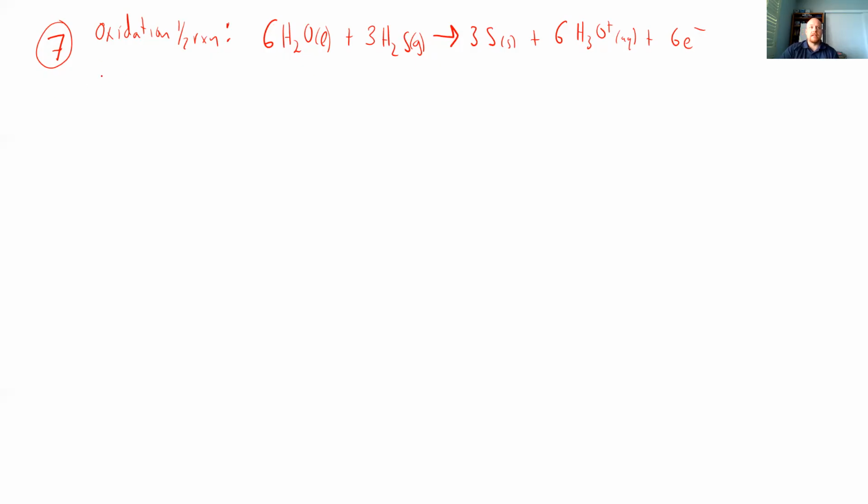So it's always good to check in this stage 2, just to be sure that you remember to multiply all of those coefficients by the right value. This is sort of where one of those most common mistakes comes in for most people. Then we'll take our reduction half reaction.